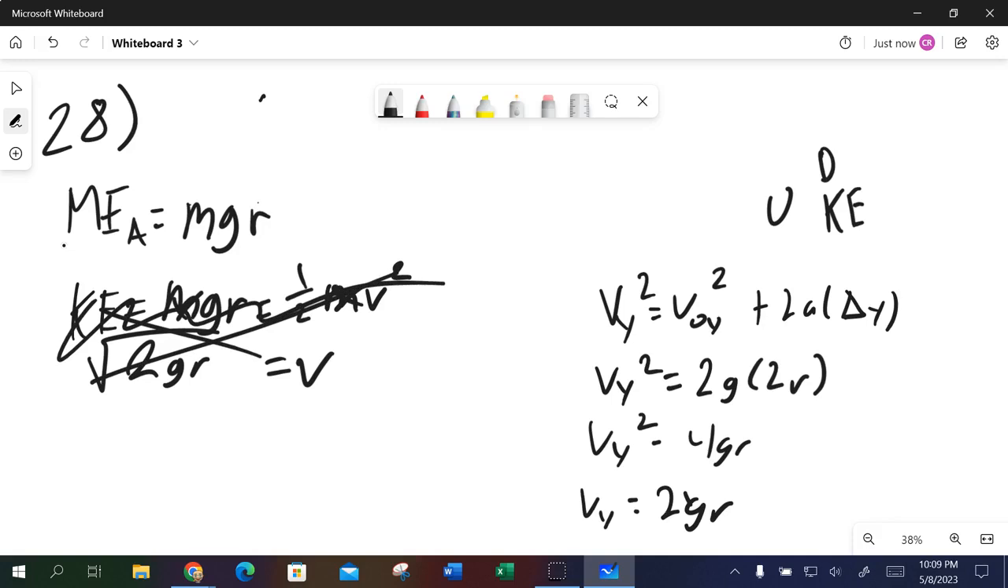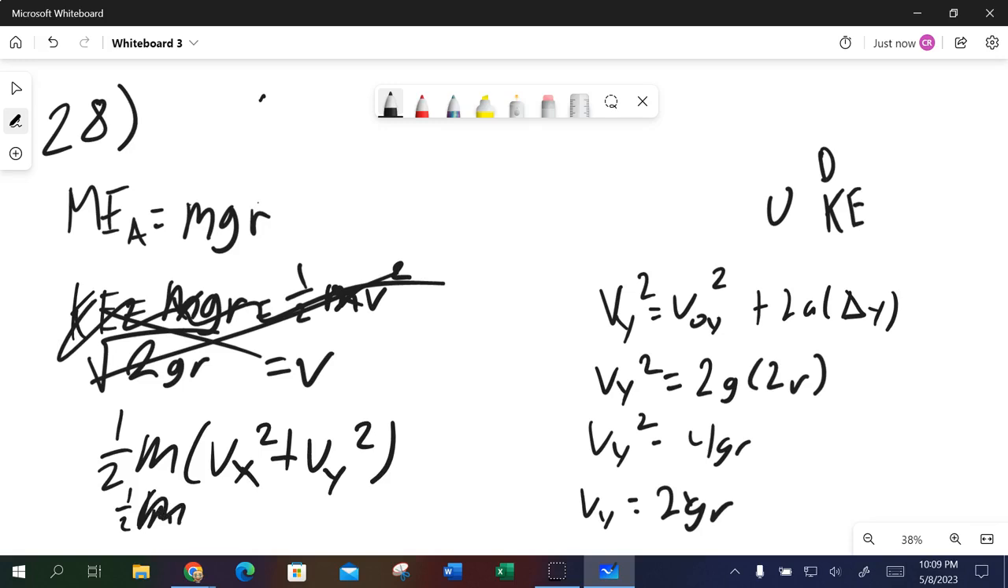Alright. Since Vx is equal to root gr and Vy is 2 root gr, the kinetic energy of the rock when it's at the same height at point D is going to be 1/2 m times Vx squared plus Vy squared. So this is just 1/2 m V squared plus 4m gr. So that's our final equation, and so our answer is D, because we don't need that. The answer is D.